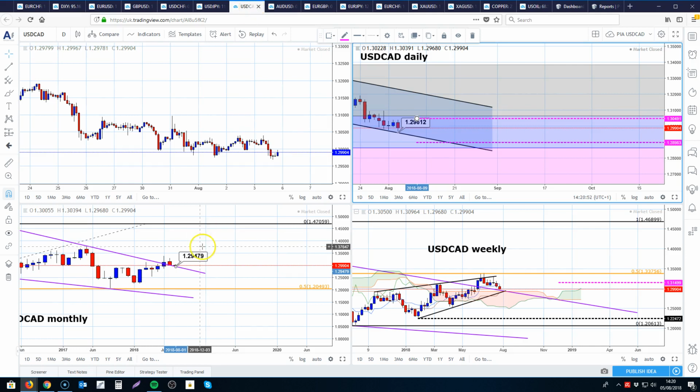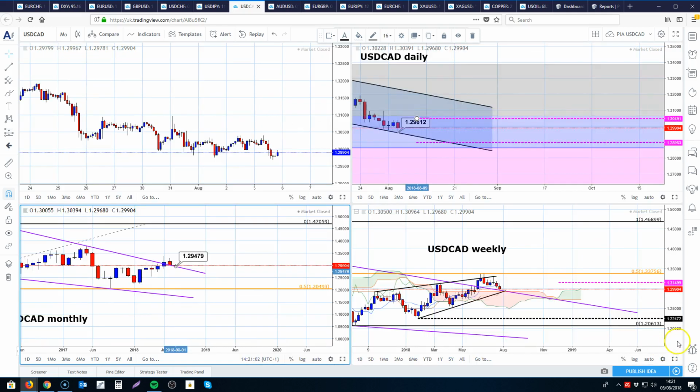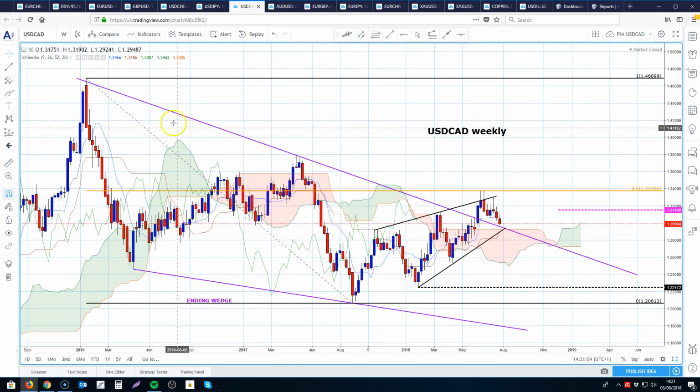Dollar CAD, large wedge formation, broke out, looks like a false breakout. We've got reverse trendline support at 129.48. If we go to this time frame, this is the wedge formation that we've broken out, but we also had this inside wedge formation which has actually held. So a break of 128.85, and the measured move target is down here at 122.47.